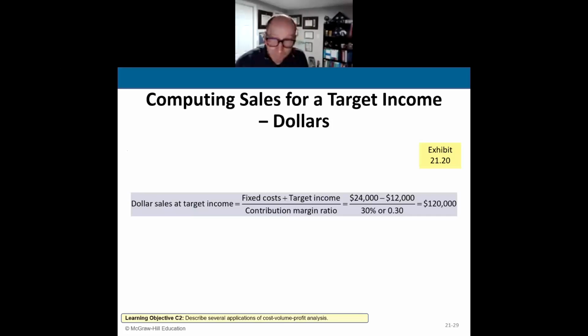Basically, I'm just baking it in. I'm baking in the target income. So fixed cost plus the target income divided by contribution margin ratio gives me my target sales. Yeah, very straightforward.